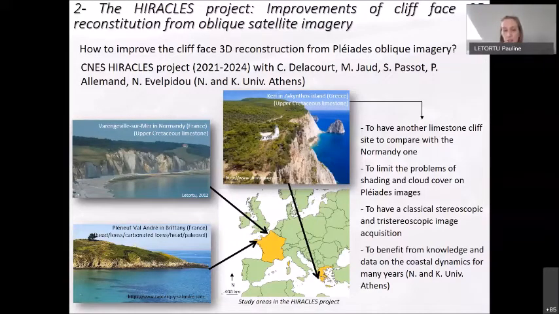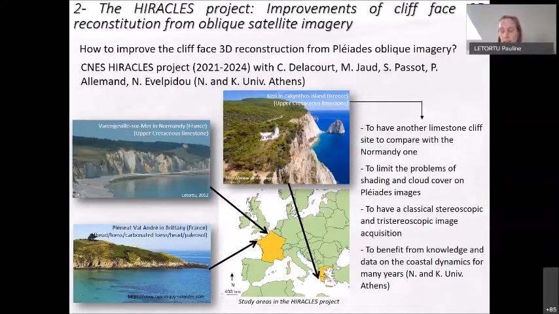Because the Normandy site was not the best field site for satellite imagery, we chose an optimal site in Greece, Kerry, or Letortu, because it allows us to have another limestone cliff site to compare with the Normandy one, to limit the problems of shading due to the southwestern exposure for Kerry, and to limit the problem of cloud cover on the Pleiades images, to have a classical stereoscopic and tristereoscopic image acquisition easier to process than a multi-date image acquisition as in Normandy, and to benefit from knowledge and data of the coastal dynamics for many years, thanks to regular survey carried out by the National and Kapodistrian University of Athens.